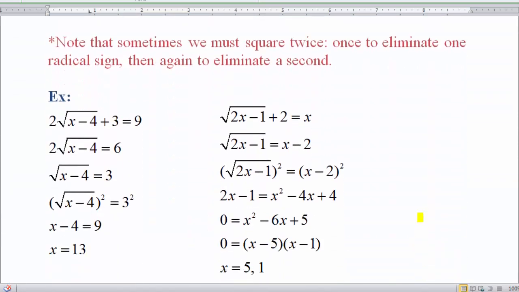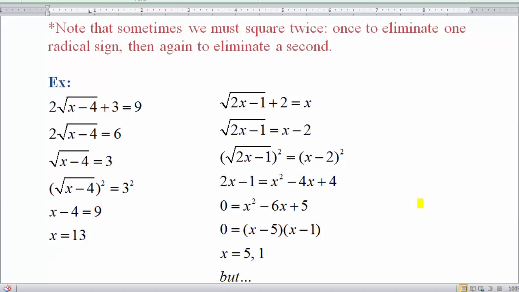And then I give another little note. There are a lot of little notes here in my handouts, that sometimes you have to square twice, right? If there are two radicals, for example, you might have to square once to eliminate one radical, and then square again to eliminate a second radical. All right, so I give you a couple of examples there.